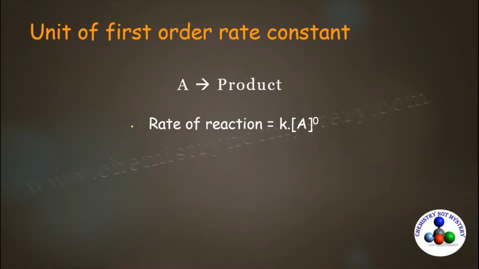As we have already discussed, the rate of reaction can be expressed in terms of change in reactant concentration with respect to time. And reactant concentration is expressed in terms of molarity. So the unit of rate of reaction will be molar per second. Now place the values in this equation. Rate of reaction can be expressed as molar per second is equal to rate constant, and the unit of reactant concentration is again molar raised to the power 0.